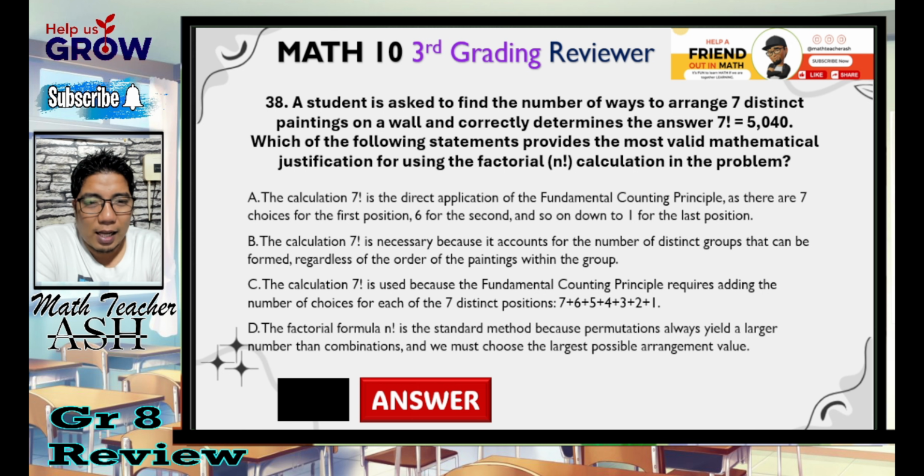C, the calculation 7 factorial is used because the fundamental counting principle requires adding the number of choices for each of the 7 distinct positions, 7 plus 6 plus 5 plus 4 plus 3 plus 2 plus 1. Or D, the factorial formula n factorial is the standard method because permutations always yield a larger number than combinations, and we must choose the largest possible arrangement value. I'll give you 5 seconds to think about your answer.